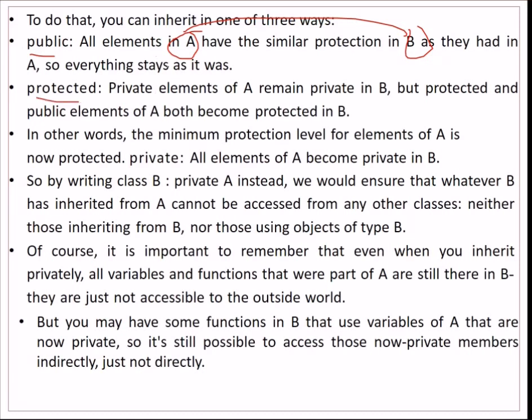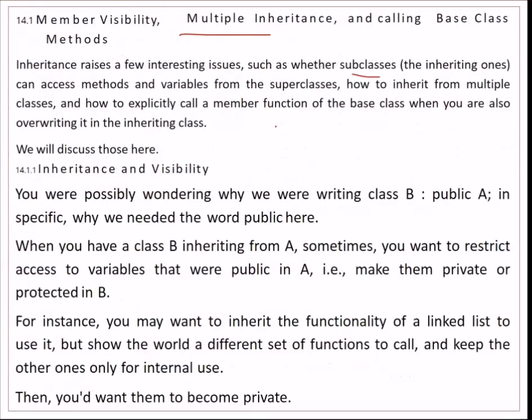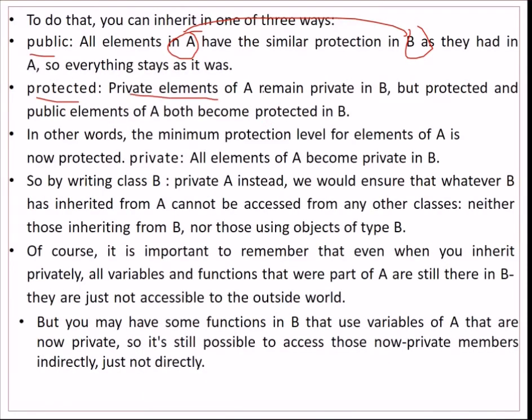with no change in the protection or access specification. What about protected? If you write protected, then private elements of A will remain private in B. There will be no change whatsoever to the private members of A when they are inherited in B, but the protected and public elements of A will both become protected. Please understand, protected will become protected, but the public elements will also become protected. While if you give private, all elements of A which go to B, it will not depend whether they are public, private or protected, they will all become private. I hope you got the idea.